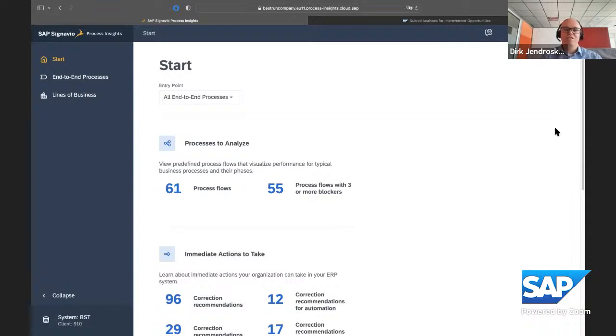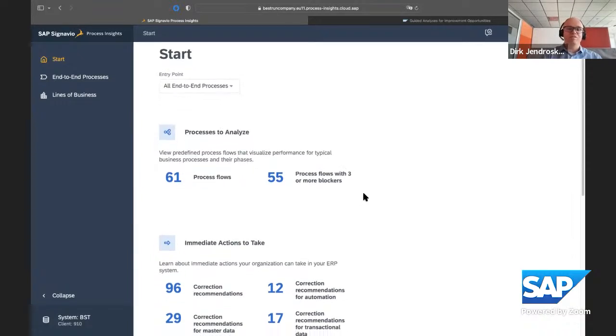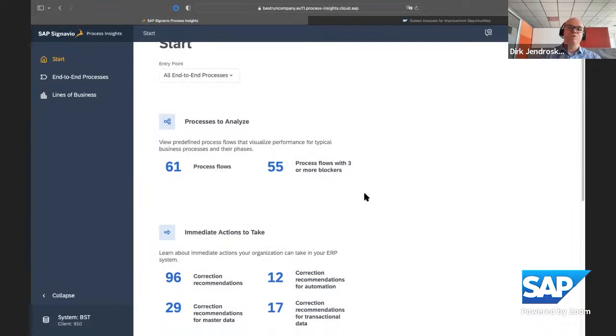And what you see is that we have 61 process flows which are ready for analysis, and we have 55 of them with blockers. Blockers mean there is something going on which is not good. Another thing you can already see on the entry screen is, in case you don't want to run an analysis, you can immediately start to take actions, because we have already identified 96 correction recommendations for you that you could start implementing.